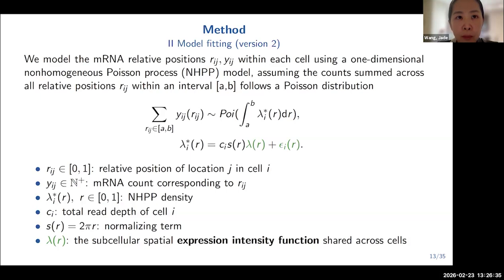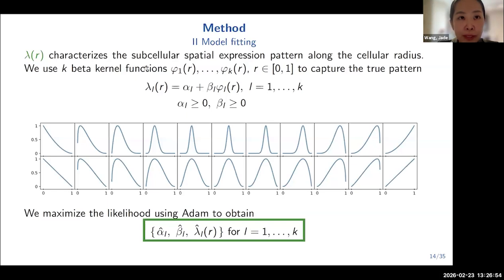We have a slightly different version of the model where we add a random effect, because Poisson assumes equal expectation and variance. So just to relax the model assumption a little bit if needed. We said our focus is really this lambda R parameter, because it estimates the pattern of this gene by pulling information across cells.